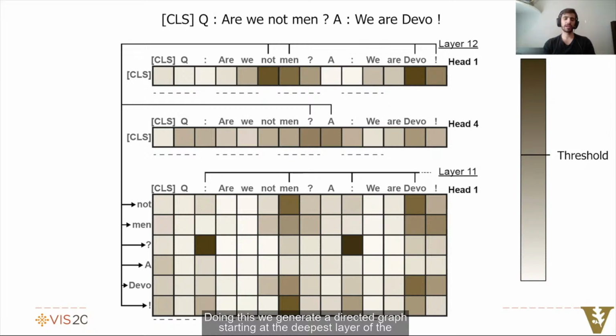Doing this, we generate a directed graph starting at the deepest layer of the model and the classification token and going towards shallower layers. And this graph highlights which tokens were most influential sequentially in influencing the classification embedding and ultimately the end prediction of the model.